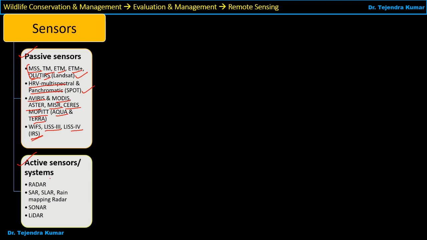Next are the active sensors or active systems. Active systems or sensors send light or electromagnetic waves from themselves. These are radar, SAR, SLAR, rain mapping radar, sonar, and lidar. These are important active sensors, some of which you have already heard many times. These are the most well-known kinds of sensors.